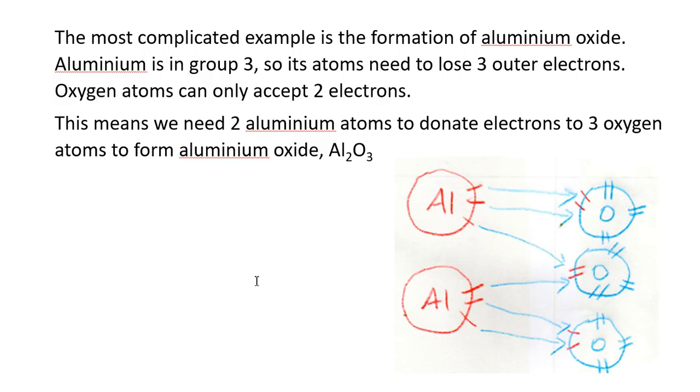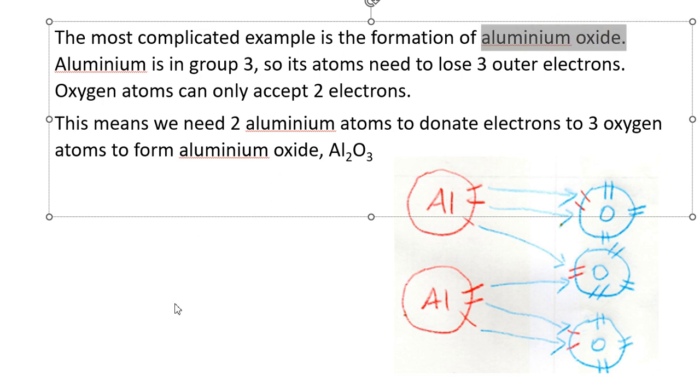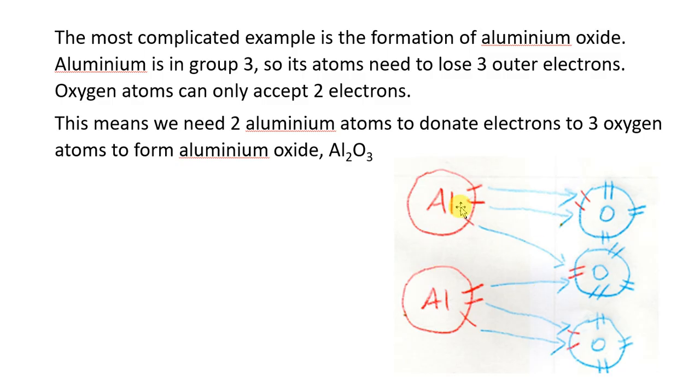My most complicated example. Aluminium and oxygen. Going to form a compound, aluminium oxide. Aluminium in group 3, 3 electrons in the outside shell. Oxygen atoms again, group 6, 6 in the outside shell. So, aluminium atoms need to lose 3 electrons. Oxygen atoms need to gain only 2. So for my first aluminium on the top, I see 2 of its electrons are transferred immediately over to the first oxygen, but there's 1 left.